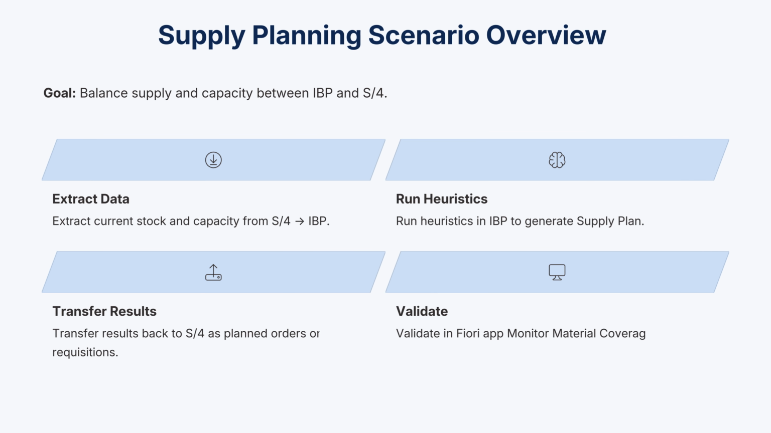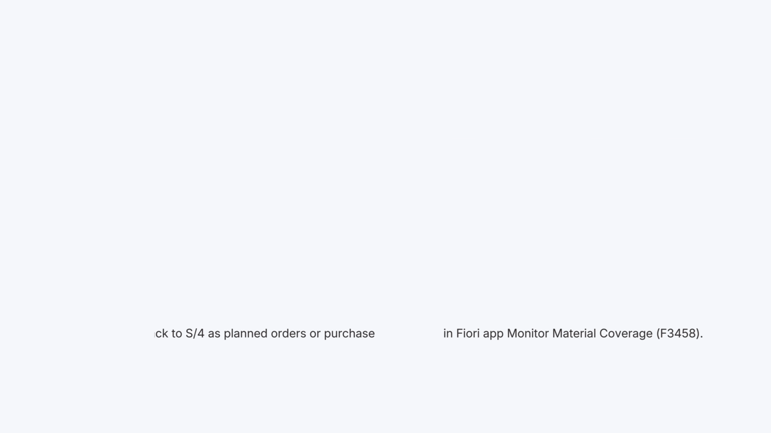Supply Planning Scenario Overview. Next, the supply planning scenario ensures material and capacity alignment. Extract current stock and capacity from S4 to IBP. In IBP, run heuristic algorithms to generate a balanced supply plan. Push the results back to S4, where they become planned orders or requisitions. Validate through Monitor Material Coverage, F3458, for confirmation.